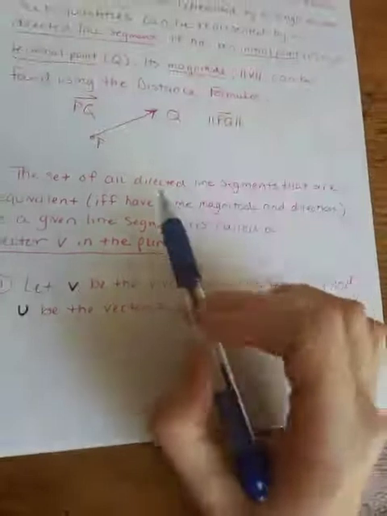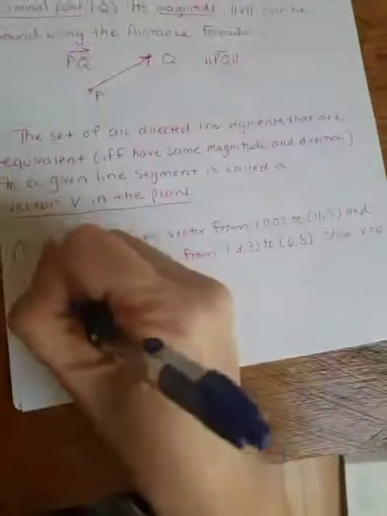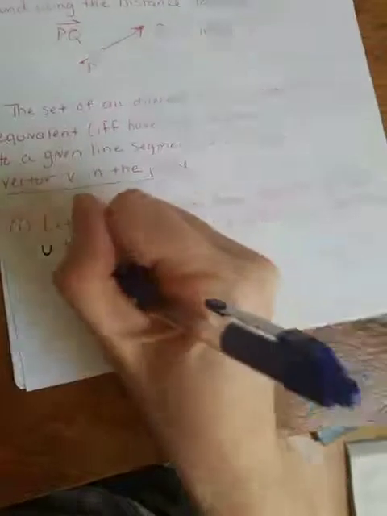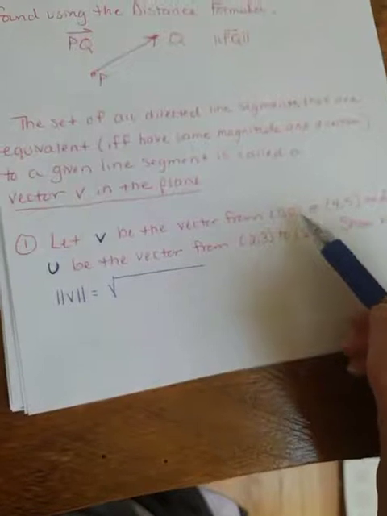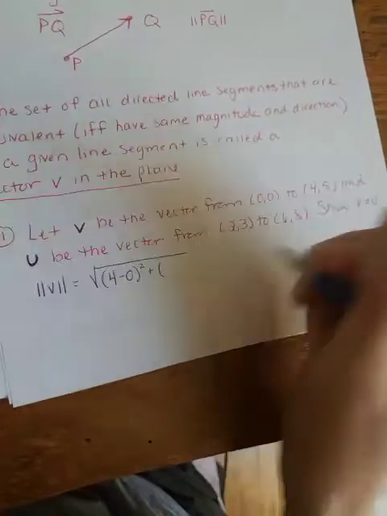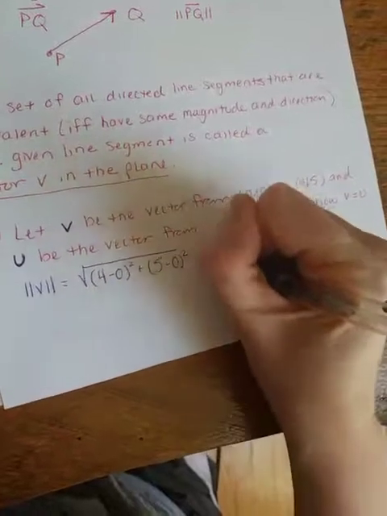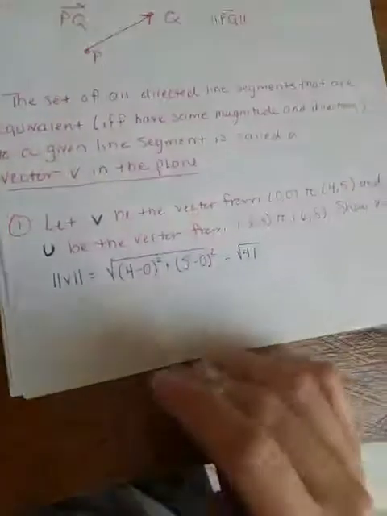To be equal, up here we said they have to have the same magnitude and direction. So we mentioned above that to find the magnitude, it's the distance formula. The distance formula is when you take the difference in the x's, you square it, and then you add the difference of the y's, squared. So for V, just to really show you, you're doing 4 minus 0 squared plus 5 minus 0 squared. That's going to give you root 41, and that is the magnitude of vector V.